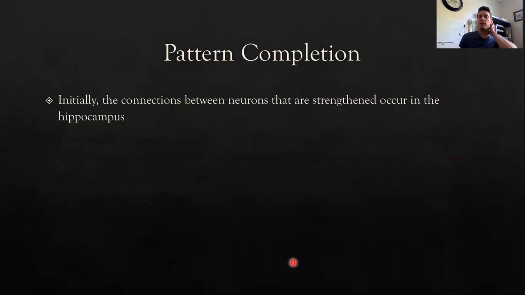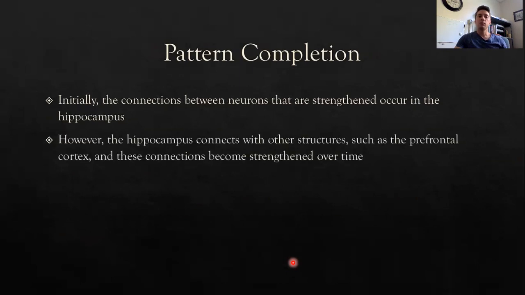And initially, these connections that are occurring between the two neurons are occurring in the hippocampus. And again, the hippocampus, as we have seen before, is heavily involved in human memory and in episodic memory. But the hippocampus projects to other structures within the brain, including parts of the prefrontal cortex. We've seen before that the prefrontal cortex is also involved in working memory. So there are dynamic relationships among the structures that underlie different systems of memory.